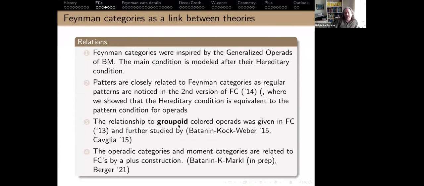And the relationship to groupoid colored operads was already given in the Feynman category paper. And these relations were studied further by Batanin and Weber in 2015, so 2 years afterwards, and by Caviglia also 2 years afterwards. And so that gives the relationships between sort of groupoid colored operads and patterns and so on, exactly.